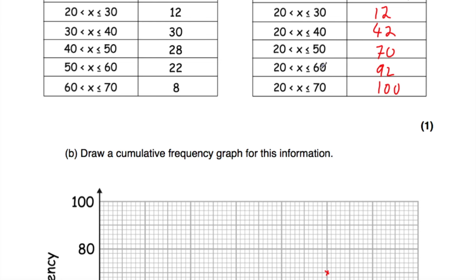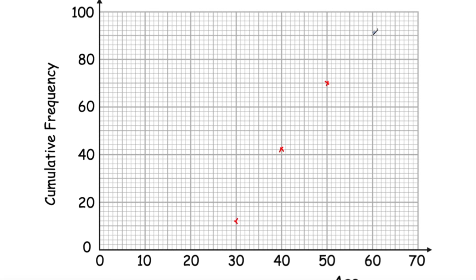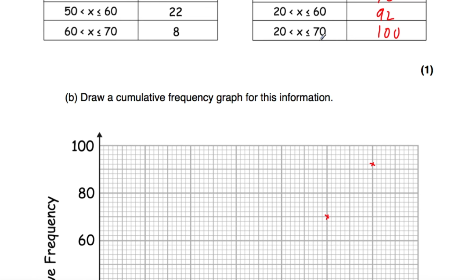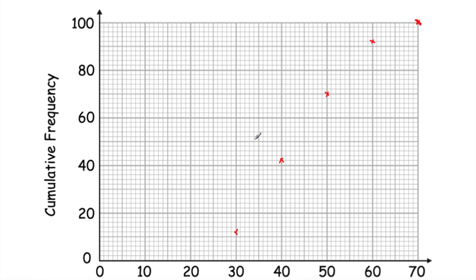Okay, next 60 across and 92 up. So 60 across would be here. So 90 is here and then one more up will be there because each one of the little boxes is worth 2. So it'll be one little box above 90. So that's 92 there. And then finally, we've got 70 across and 100 up. So 70 across and 100 up will be there. So that's fantastic. We've now plotted all those points. Now we just need to do a nice smooth curve through them.